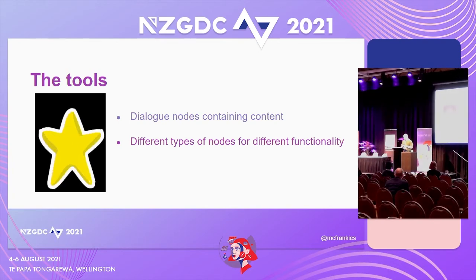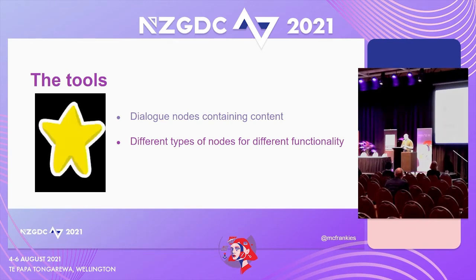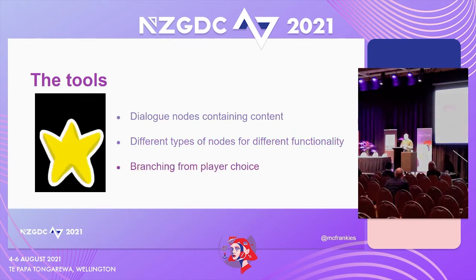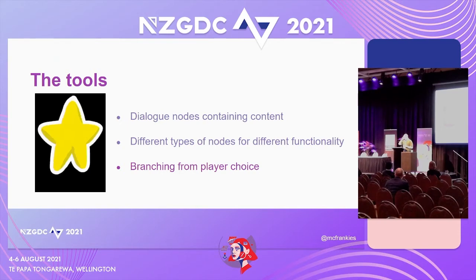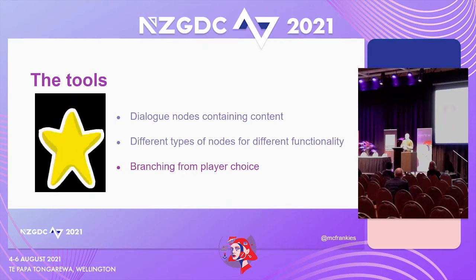Derived nodes made it easy to provide additional functionality as required while using the existing framework. And we had branching from player choice. You could pick which node came next in a sequence and offer questions to the player, using that player input to determine which node would come next, providing the all-important branching dialogue.